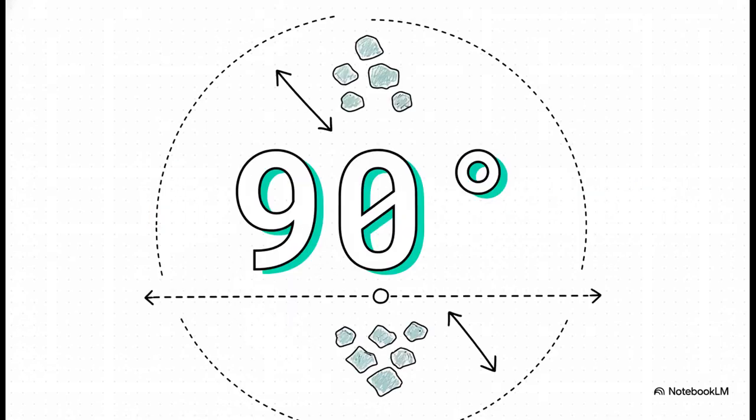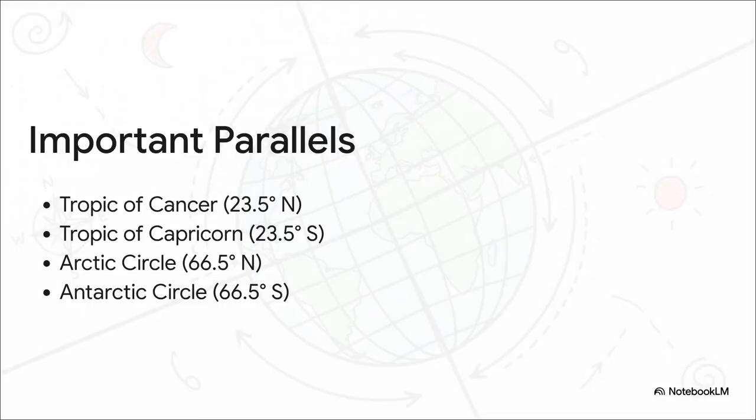So how high do the numbers go? Well, from that 0-degree equator, the count goes all the way up to 90 degrees north, right at the very top, the North Pole, and all the way down to 90 degrees south, at the very bottom, the South Pole. Now, besides the equator and the poles, there are 4 other famous parallels that are really worth remembering, especially if you've got exams coming up. In the northern hemisphere, you've got the Tropic of Cancer and the Arctic Circle. And then down in the southern hemisphere, you've got the Tropic of Capricorn and the Antarctic Circle.